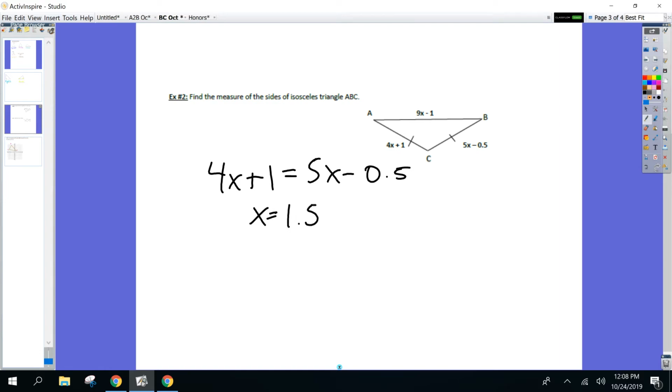1.5, perfect. Now it says find the side measures. So now I'm going to take 1.5 and plug it in and find the lengths of AC, BC, and AB.